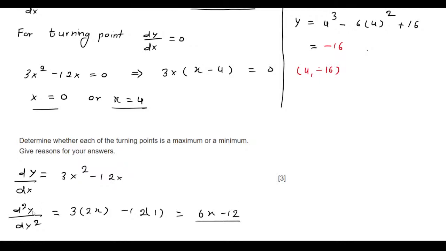So the second derivative d squared y upon dx squared is 6x minus 12. Now these points, where x is 0 and x equals 4, do they represent a maximum value or a minimum value? It all depends on whether the second derivative gives a value less than 0 or greater than 0. So for x equals 0, the second derivative is 0 minus 12, which is less than 0.